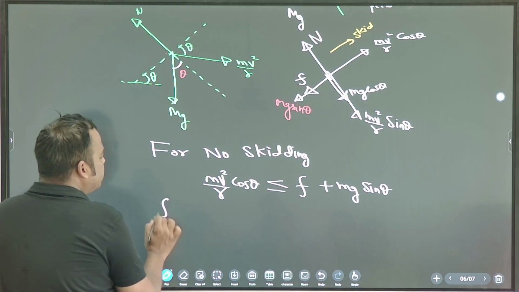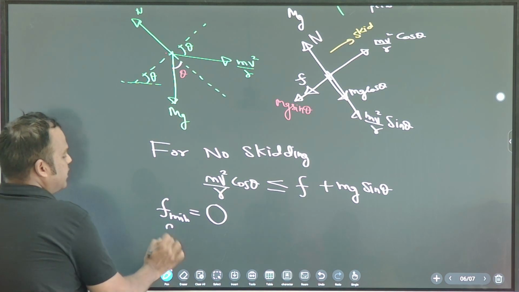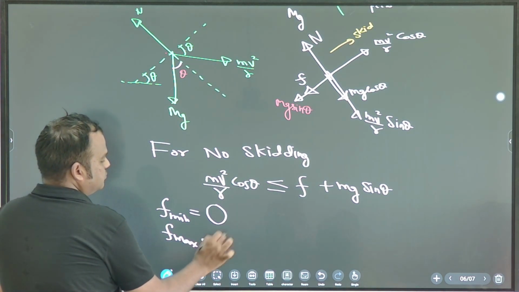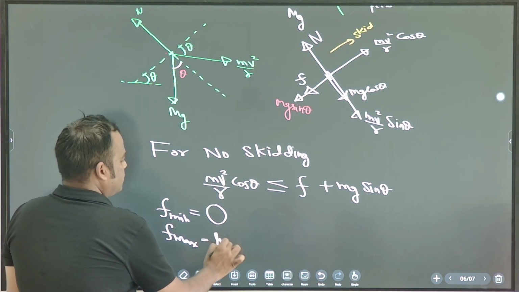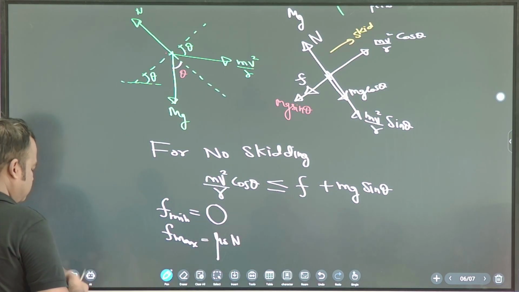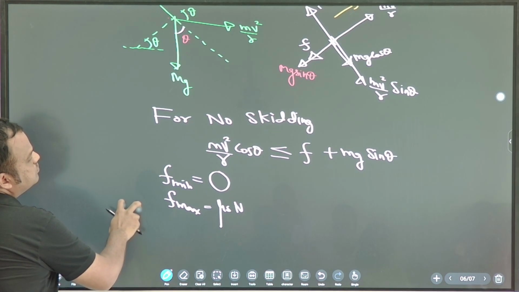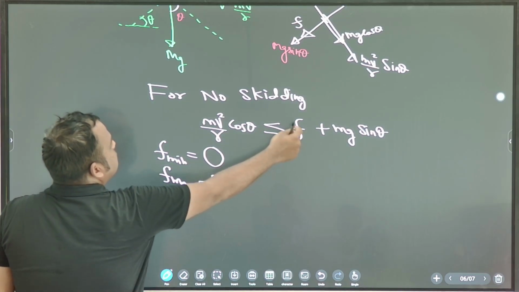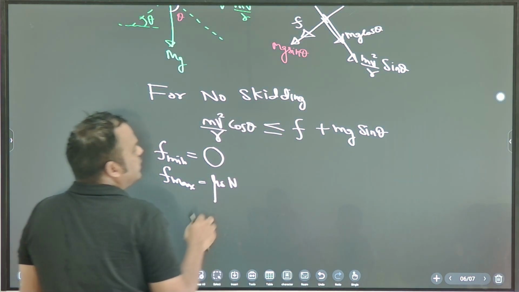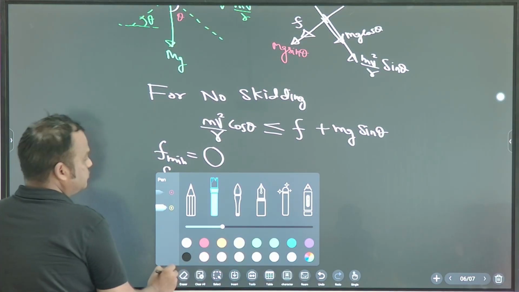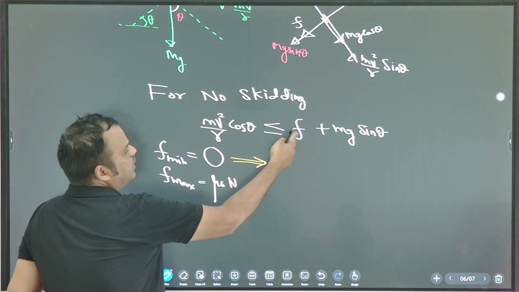Note down. Now what is the minimum value of friction? Minimum friction, tell me. 0. Maximum friction, tell me. Mu s N. Now put f equal to 0. When f is 0, what is the value of V you are getting? Tell me. When f is 0, what is V?